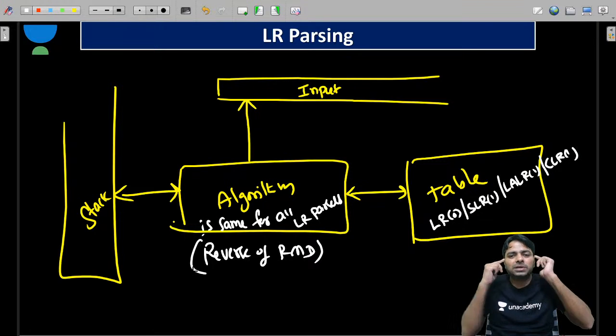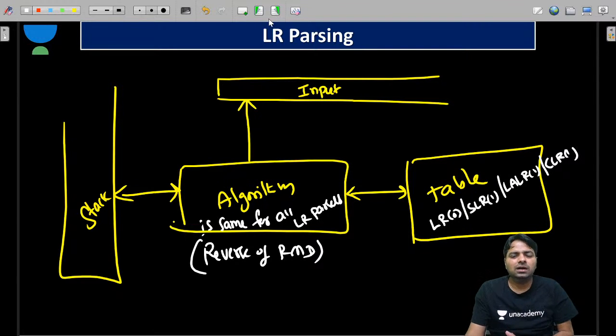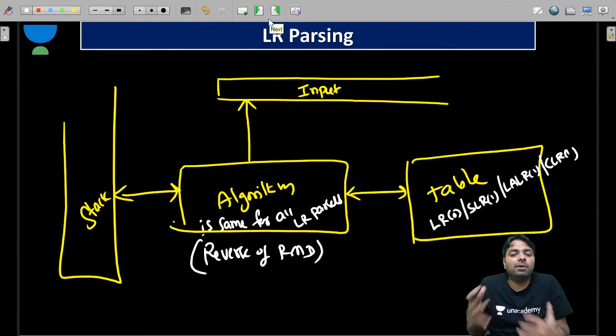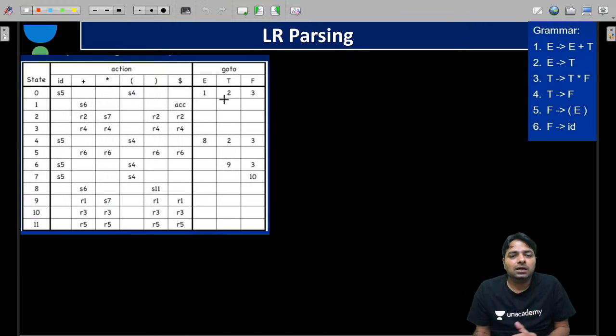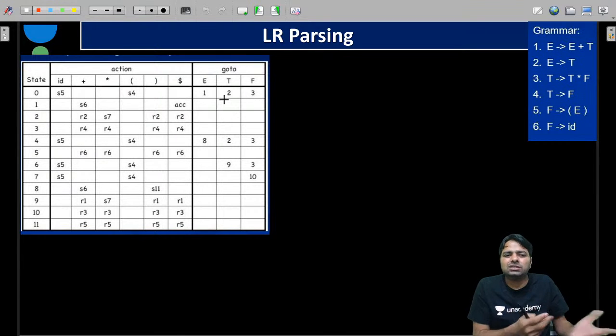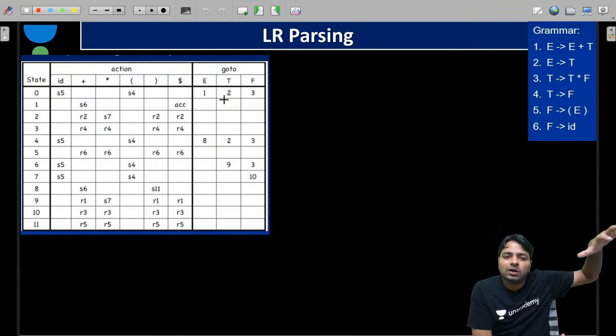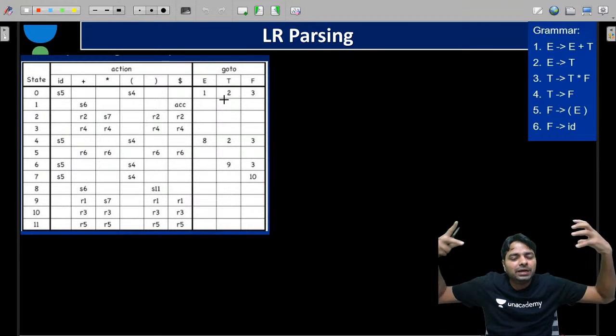So now assume that you are going to take some table. Now how to scan this with the help of the reverse of RMD algorithm. Now this is LR parsing, guys. Here, look, this is some table. Don't worry which table it is. Is it LR0 table or SLR1, LALR1, CLR1, doesn't matter. We have already built a table. Now we are implementing the parser.